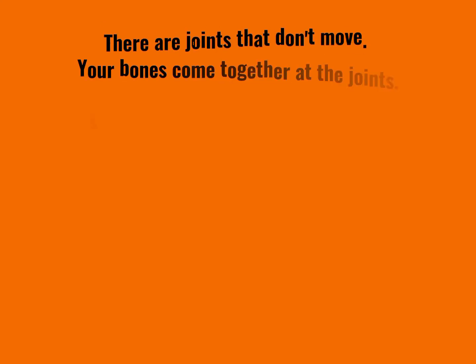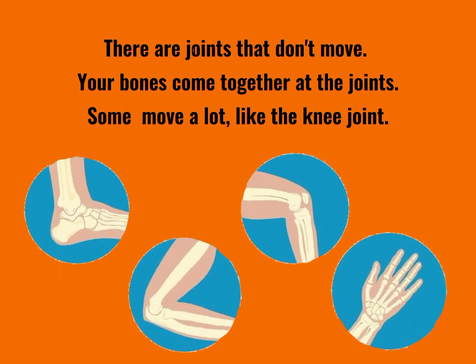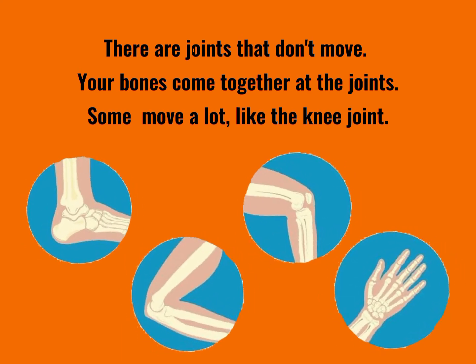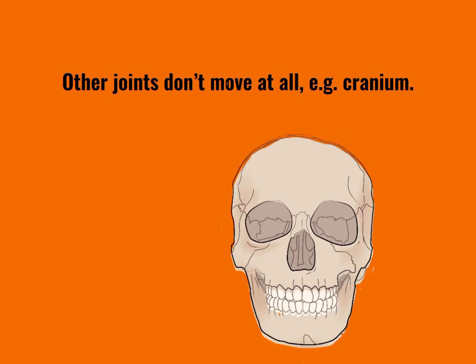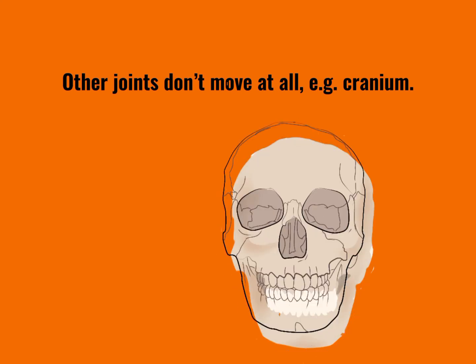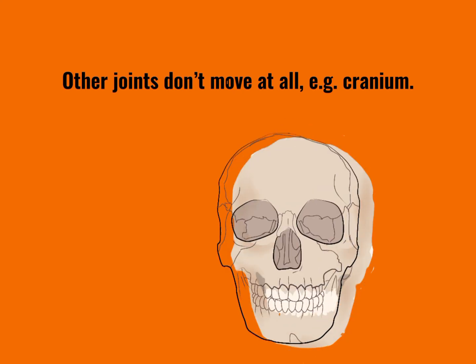There are many types of joints. Some joints are very mobile, like the hinge joints of the knees. Other joints may move a little, such as the vertebrae. As a matter of fact, there are also joints that don't move at all, such as the suture joints in the skull.